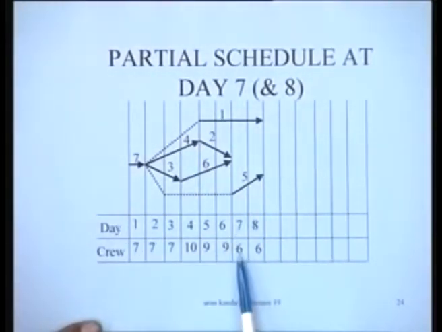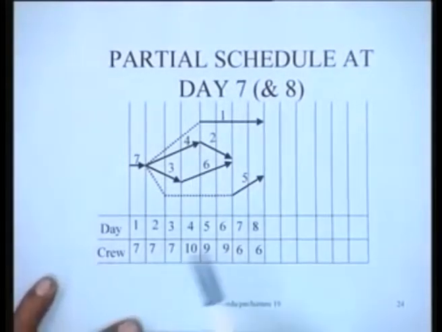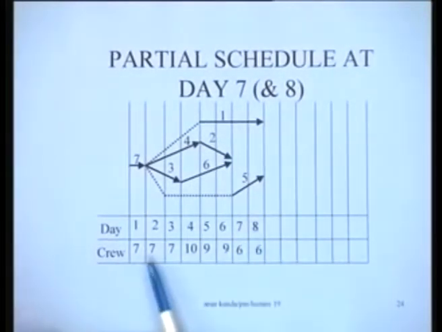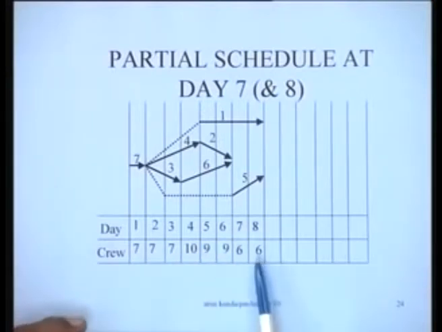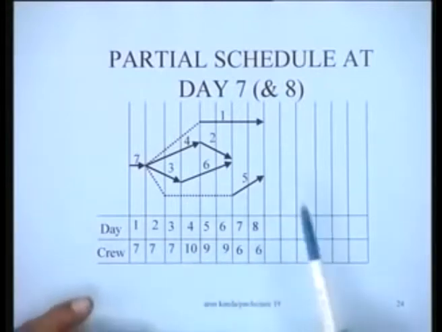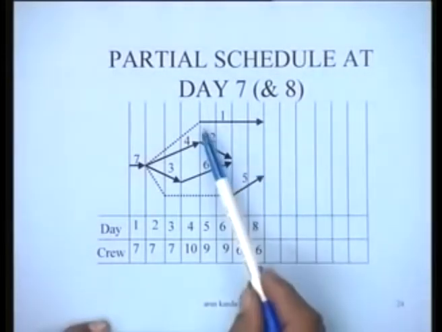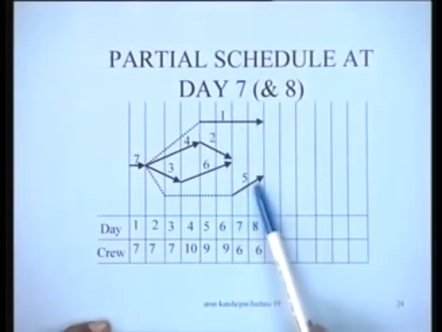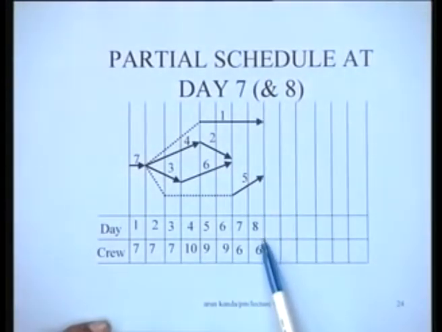So really speaking, the crew requirement is 6 and 6 on both the days, and we have been able to build up the schedule up to this particular point in time, where we know that the total crew availability touched a figure of 10 on the 4th day, 9 on day number 5 and 6, and thereafter it is being controlled within this particular figure as shown here. So on day 7 and 8 we see that job number 1 and job number 5, both of them are going to be completed at the end of day 8.